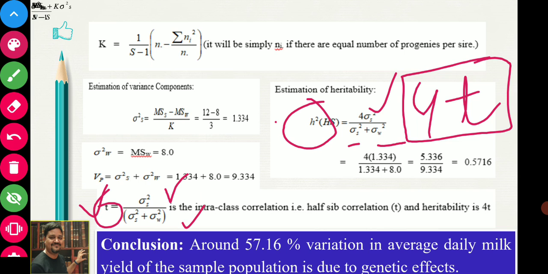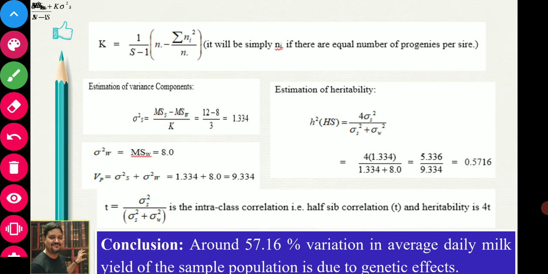If it is full sib, then the relationship will be 1/2. So if we are determining heritability by full sib method, we have to multiply the intra-class correlation by 2. But here, since we are estimating it with the half sib method, we will multiply it by 4. So that is why here you see 4 into 1.334 divided by 1.334 plus 8, and if you calculate, you will get the heritability as 0.5716. This is actually the heritability, that is 0.5716.